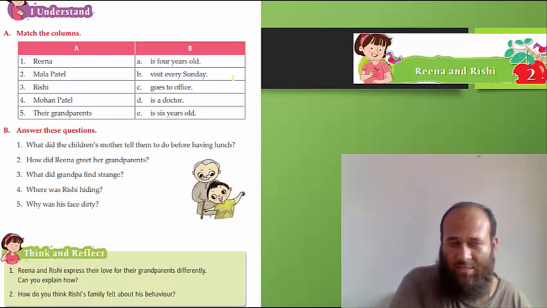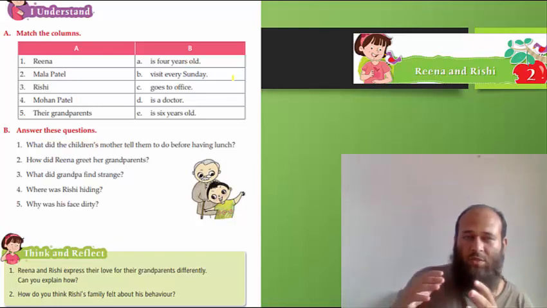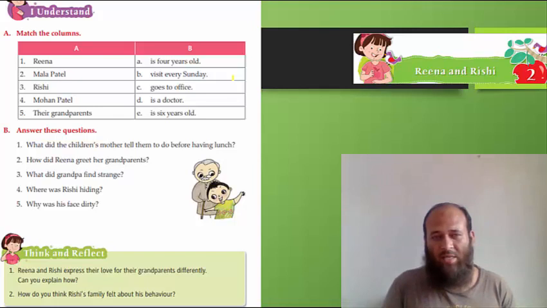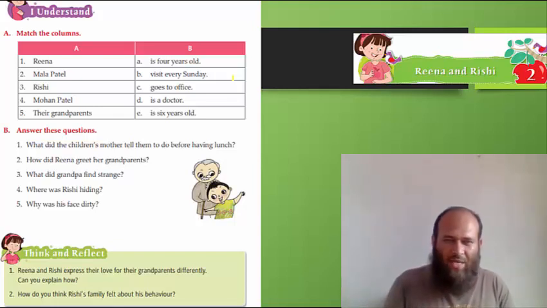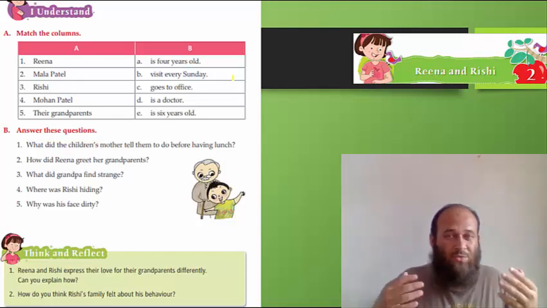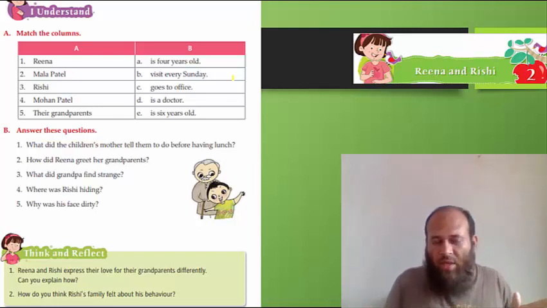Rishi and Reena went to the park with the parents. When they came back, Rishi's mother washed his hands, combed her hair, and after that, when the grandparents came, the table was set, but Rishi was not there.